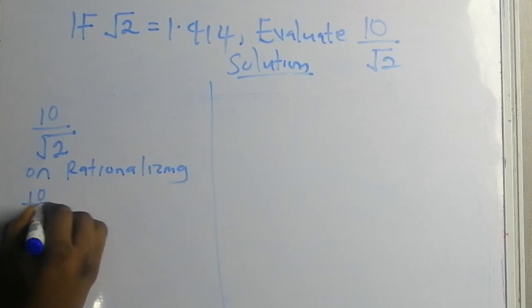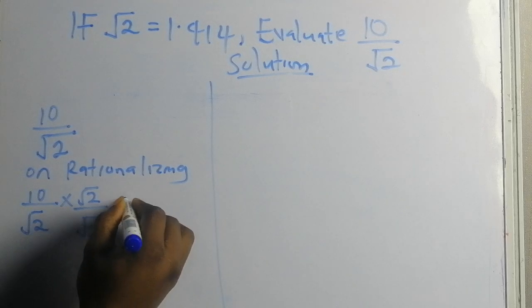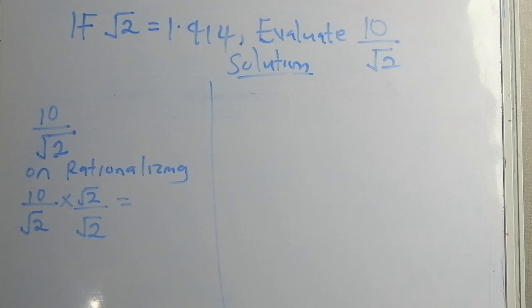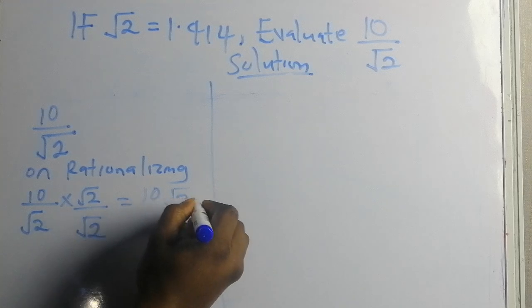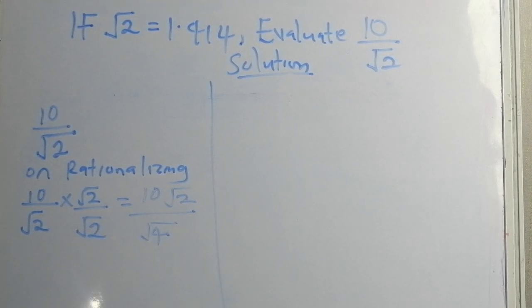We have 10 over root 2 times root 2 over root 2. This is the same thing as saying 10 root 2 over 2 times 2, which is 4, so the square root of 4. I told you, multiply what is inside the square root with what is inside the square root. What is inside the square root here is 2. You don't multiply what is inside the square root with what is outside. 10 is outside the square root here, so you can't do multiplication with that. That is very, very important when you are solving questions under surds.